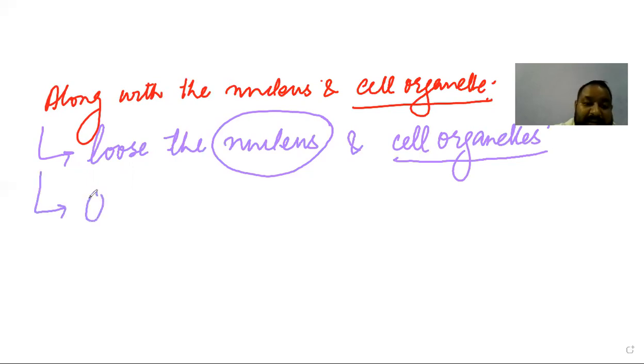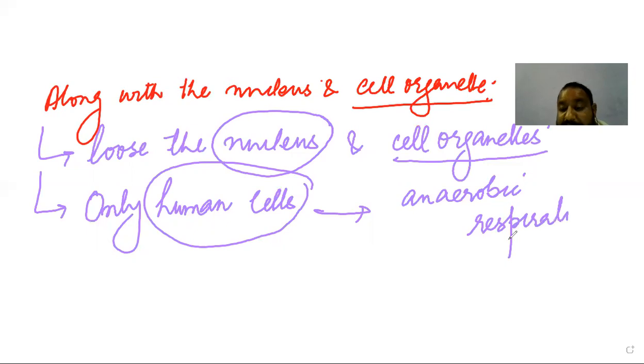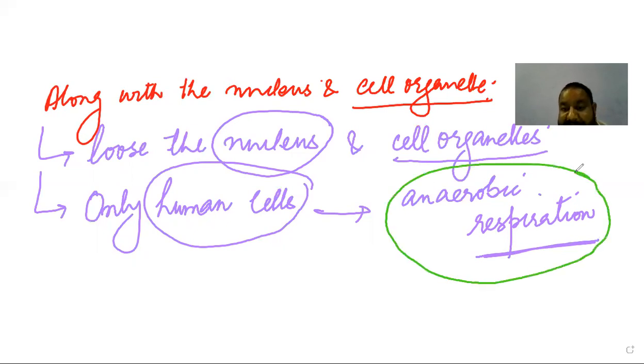They are the only human cells that always perform anaerobic respiration. Now, many of you will say that, sir, muscle cells also form lactic acid, but that process happens only when we are doing rigorous exercise, only then our muscles perform lactic acid fermentation. Normally, they are good with aerobic respiration, but the RBC always performs anaerobic respiration.